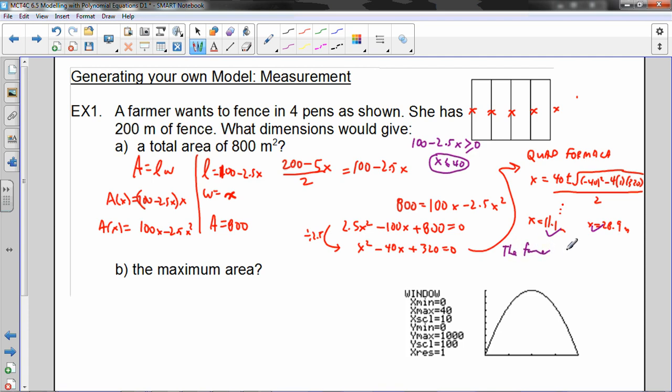The farmer could make the pens 11.1 meters long or 28.9 meters long. And then I suppose we should figure out what the width would be, right? What would the width be? Well, all I would have to do is substitute x back in there, and I can do that.